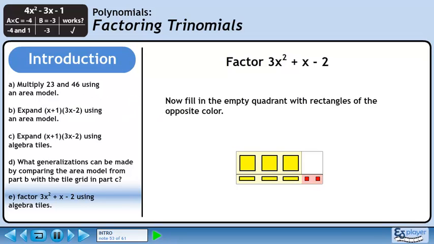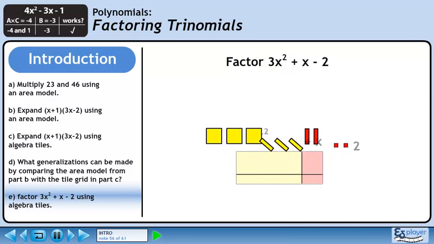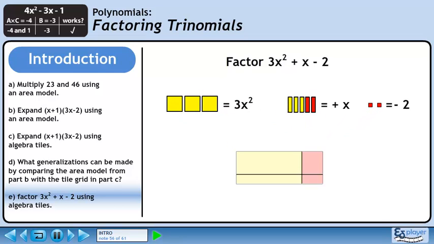Now fill in the empty quadrant with rectangles of the opposite color. We have room for 2 red rectangles in the upper right quadrant. Let's check our rectangle by adding up all of the tiles to make sure they give back the original expression, 3x squared plus x minus 2. Three yellow squares is 3x squared, 3 yellow rectangles plus 2 red rectangles is 1x, and 2 small red squares is minus 2.